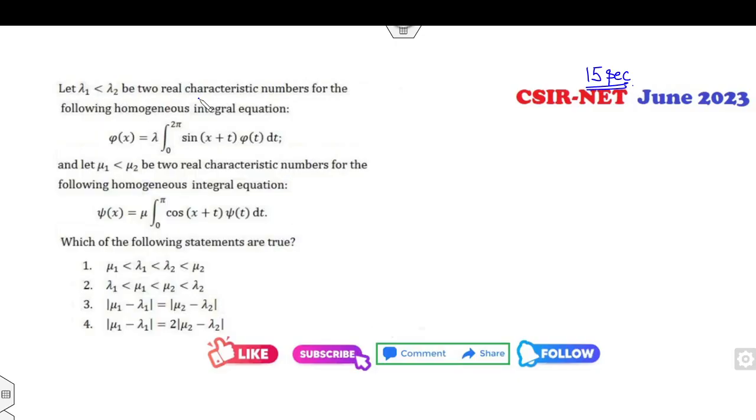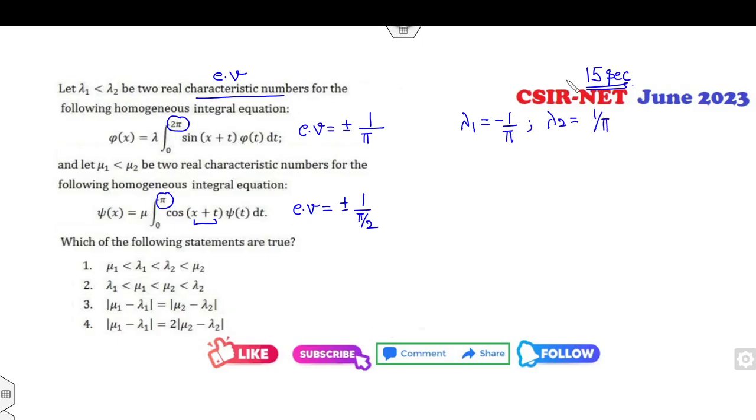Lambda 1 and lambda 2 are the eigenvalues for the following homogeneous equation. So can you find the eigenvalues? So it will be plus minus half of this length. Fine. Again, it's a cos positive. So can you find the eigenvalues? It is plus minus 1 over half of this positive. Fine. Now there are the two eigenvalues. One number is lambda 2 is greater than lambda 1. So that means lambda 1 is minus 1 over pi and lambda 2 is plus 1 over pi.